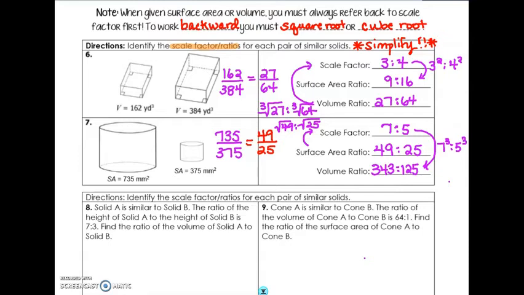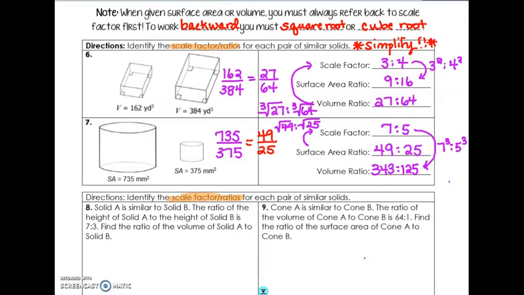Let's take a look here in problems number 8 and 9 where we're not given a visual but still asked to do the same thing. So we're asked in the directions to identify the scale factor or ratio for each pair of similar solids. Okay, problem 8. Solid A is similar to solid B. The ratio of the height of solid A to the height of solid B is 7 to 3. Find the ratio of the volume of solid A to solid B.